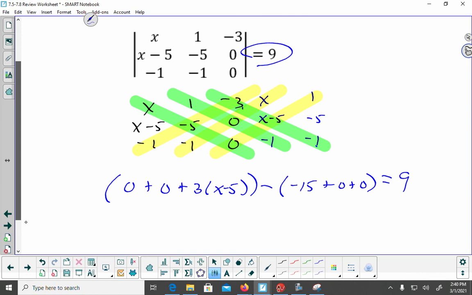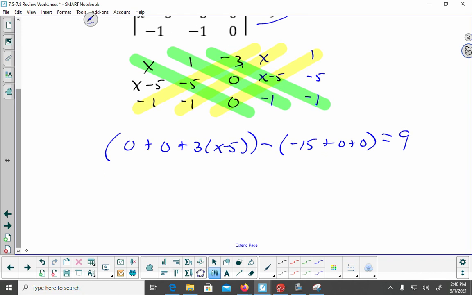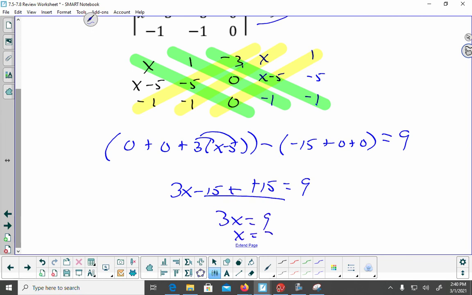So I am going to have, distributing this, 3x minus 15 minus -15 is equal to 9. So this will be plus a +15. So those are equal to 0. So I have 3x is equal to 9. Divide both sides by 3. X is equal to 3.